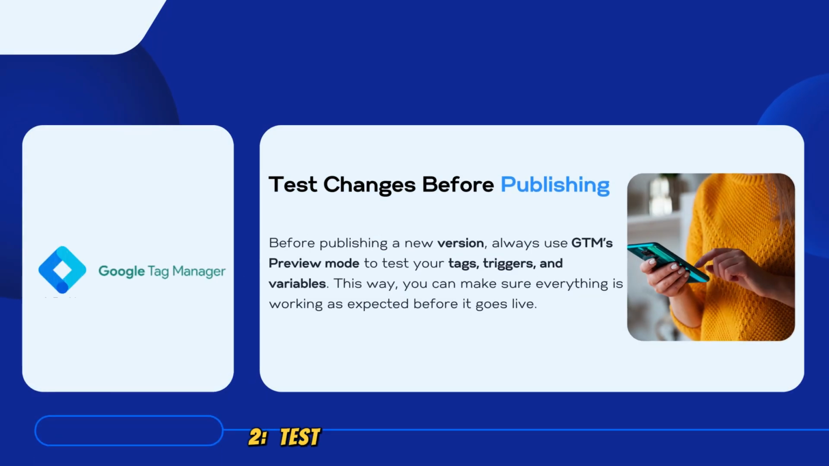2. Test changes before publishing. Before publishing a new version, always use GTM's preview mode to test your tags, triggers, and variables. This way, you can make sure everything is working as expected before it goes live.